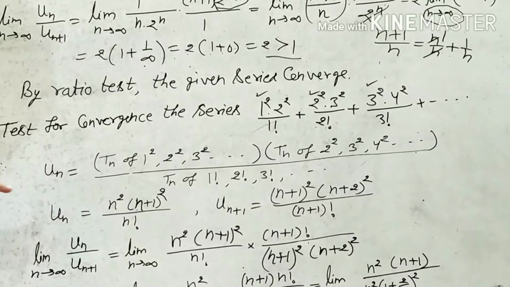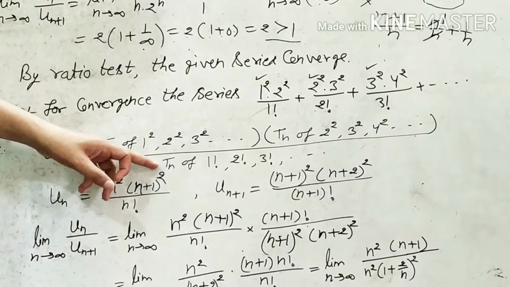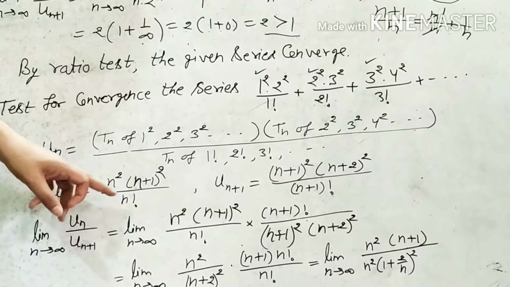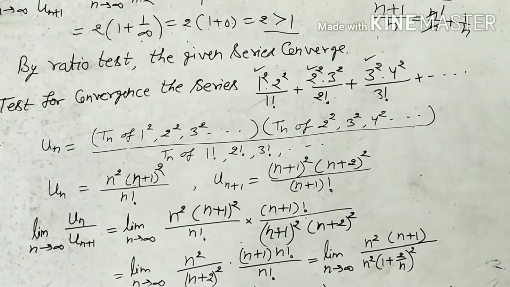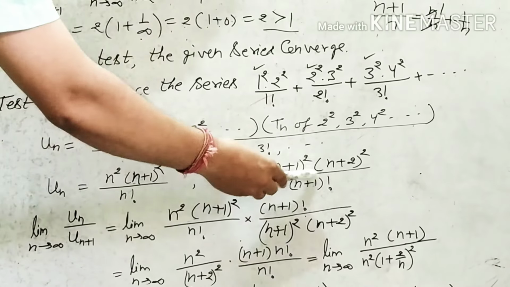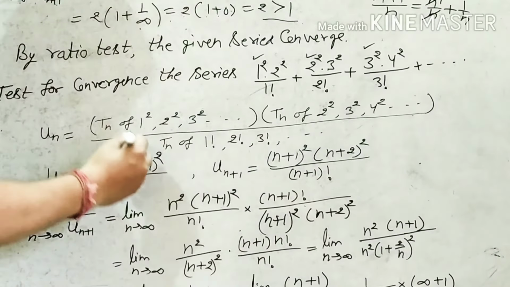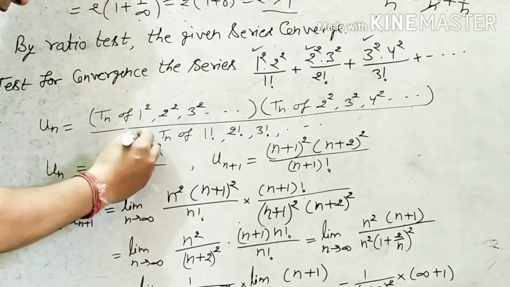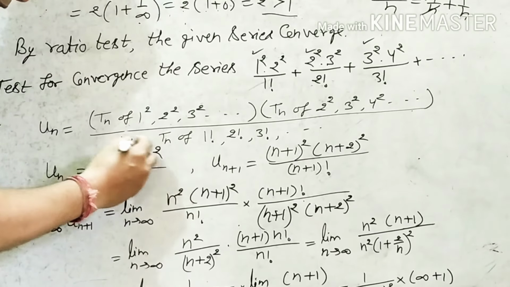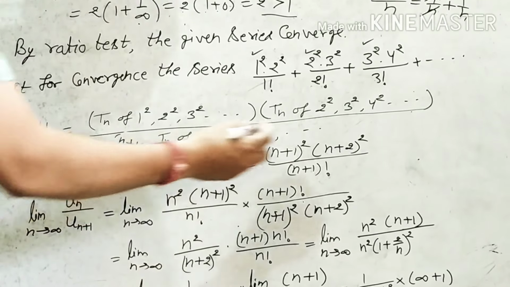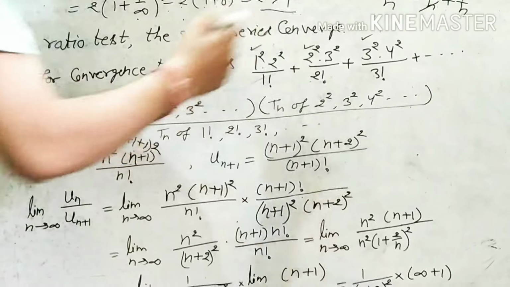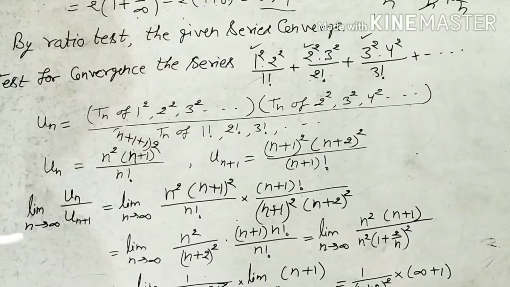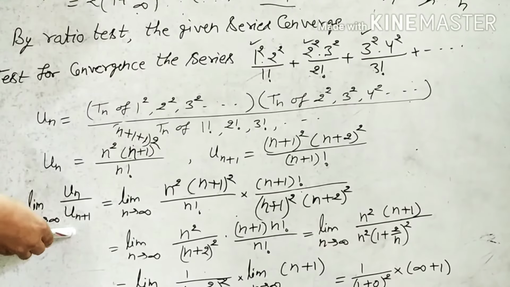So un can be written as n square into n plus 1 whole square upon n factorial. For un plus 1, this time n will be replaced by n plus 1. So it is n plus 1 whole square into n plus 2 whole square upon n plus 1 factorial. Now the limit as n tends to infinity of un upon un plus 1.